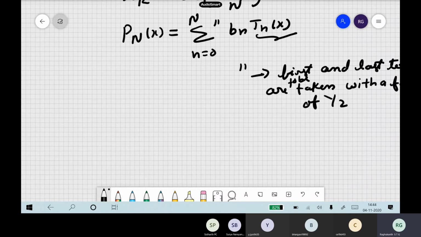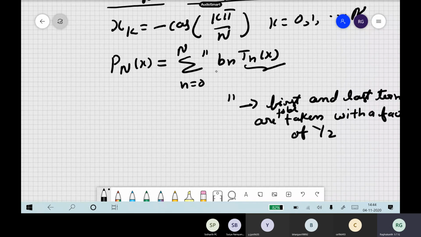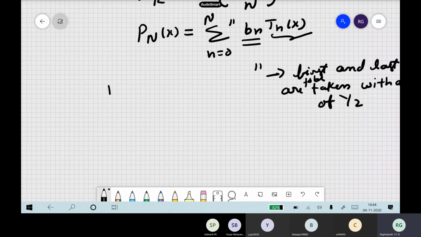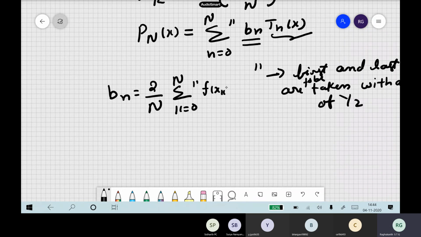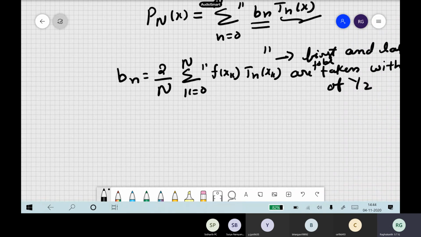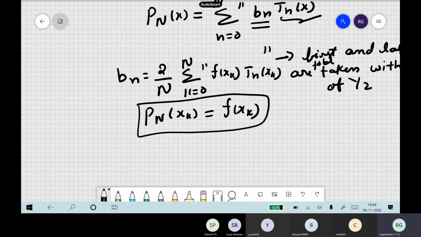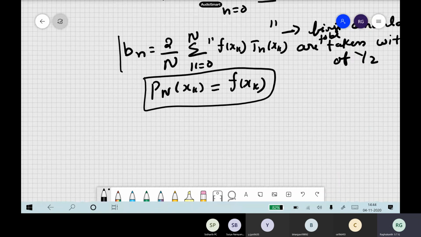Now this is our interpolating polynomial. This b_n is our coefficient, and we can find it as 2 by n, sigma k is equal to 0 to n, of f of x_k multiplied by T_n of x_k. So this is how Chebyshev interpolation has to be done, which means your p_n of x_k should be the same as f of x_k. This is our criteria at the collocation points, both should be the same. So you equate, and we can get the Chebyshev coefficients itself.